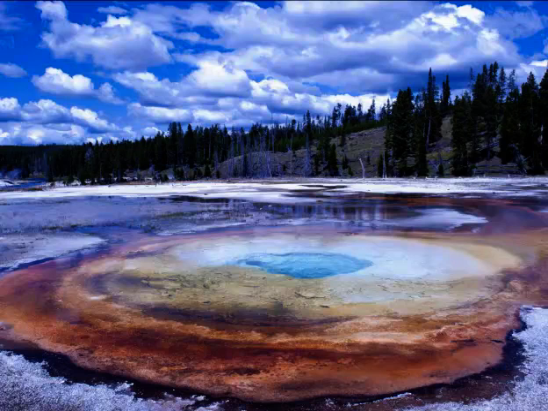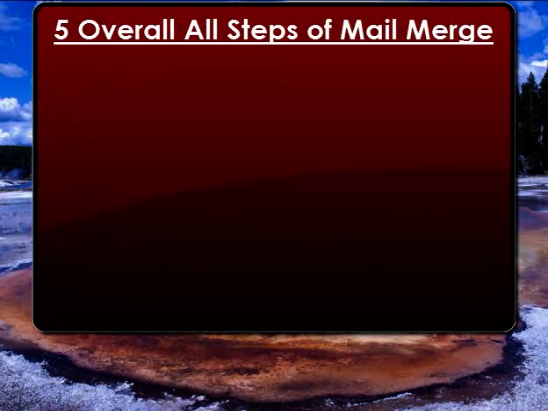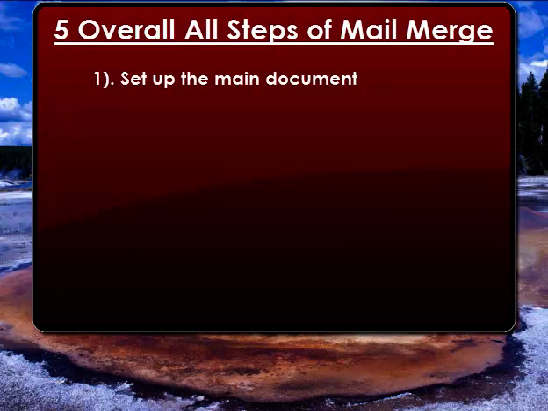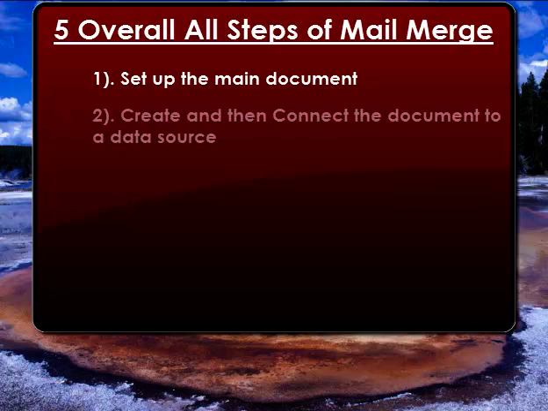First, we will look at the 5 simple steps that make up the mail merge process. Step 1. Set up the main document. The main document contains the text and graphics that are the same for each version of the merged document. For example, the return address in a form letter. Step 2. Create and then connect the document to a data source. A data source is a file that contains the information to be merged into a document. For example, the names and addresses of the recipients of a letter.